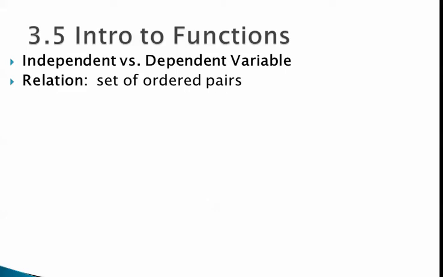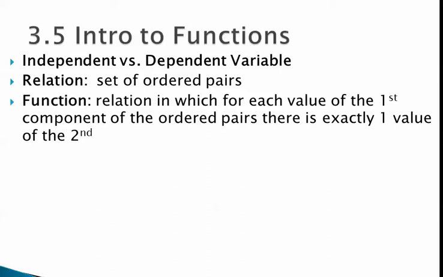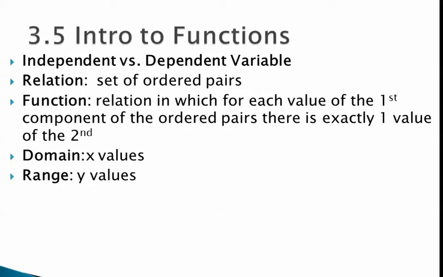Next definition is a relation, which is just a set of ordered pairs. A function is a relation in which for each value of the first component of the ordered pairs, there is exactly one value of the second. Domain is just your x values of a point or a function, and the range is your y values.